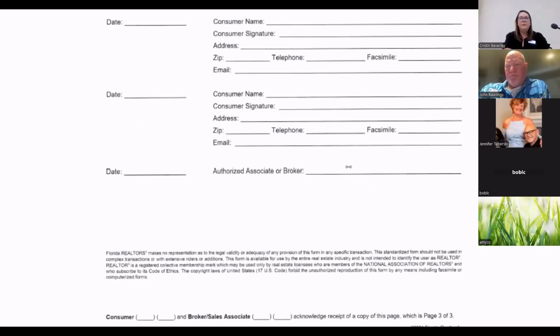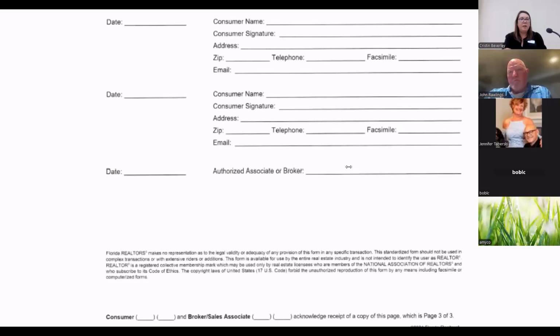If I have a listing, do I have to fill out this form to show a buyer my listing? Yes, you absolutely do. Now, if you're hosting an open house, you're representing the seller, buyers can come through, okay? But if you have a listing and somebody calls on your sign and says, hey, will you show this to me? You absolutely have to have a written agreement.